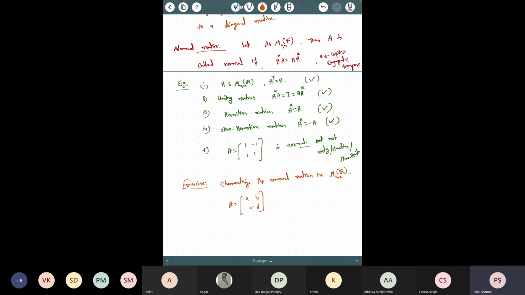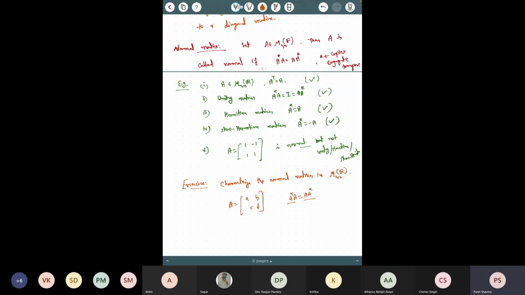Then you will see that if they satisfy certain conditions, then they either belong to one of these classes of matrices here, or they are a scalar multiple or something. So you just try to characterize. What you have to do is assume that A is of this form, then compute A star A equal to A A star, compare the left hand side and right hand side, and you will get some conditions on A, B, C, D. Based on that, you characterize all normal matrices of size 2 cross 2.